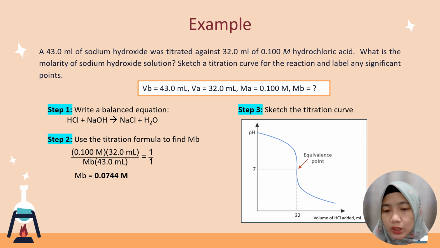Another thing that you need to label in the titration curve is the volume of the hydrochloric acid needed to neutralize the sodium hydroxide. So you need to look at the question. The hydrochloric acid used is 32 ml. So you need to label here: the volume of HCl added is 32 ml to neutralize the sodium hydroxide. So this is how you solve this type of question.